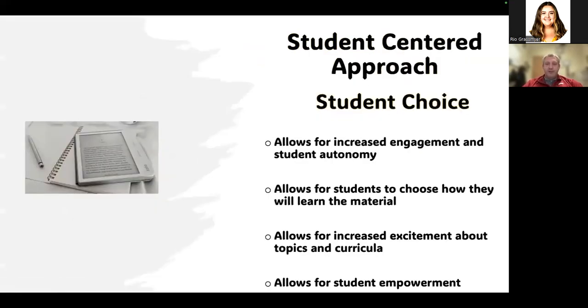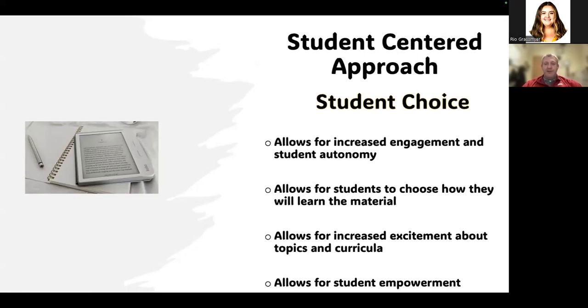Students have choices. Students have choices for sure. Allow for increased engagement and student autonomy. We're talking about adult education here. They all have autonomy already. They all have this desire and this need to take on the responsibility of their education. Allow them to have it. Encourage them, support them, love them, teach them, but allow them to have that autonomy as well.